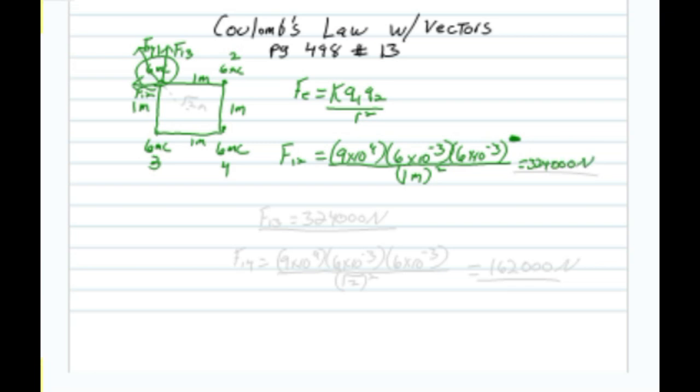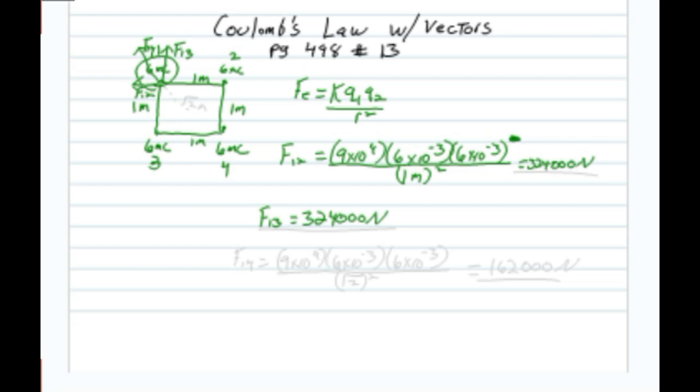Seems high. I'm going to check that. No, I get the same number. Okay. Now, it should be obvious that F13 is going to be the same force in magnitude because it's the same distance away and it's the same amount of charge. So we end up with the same magnitude.